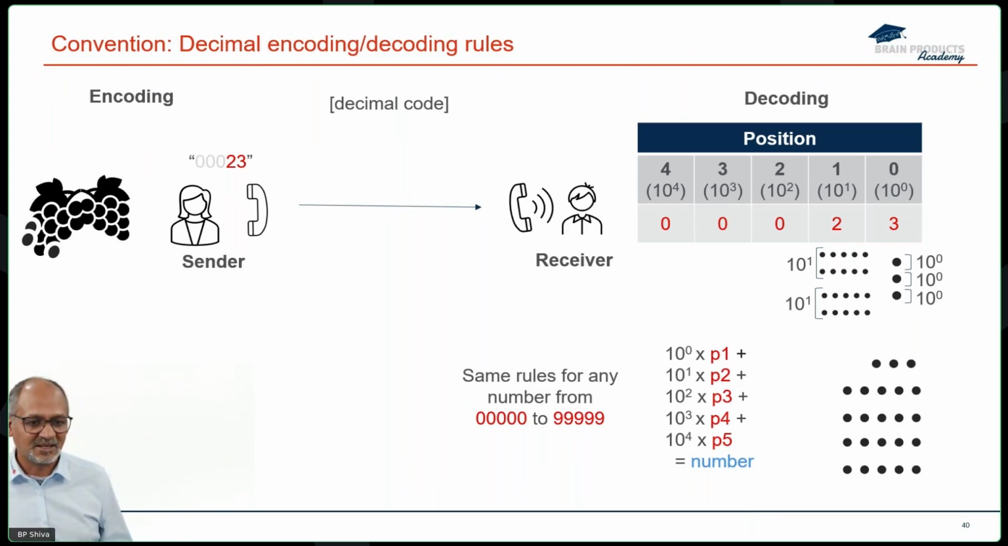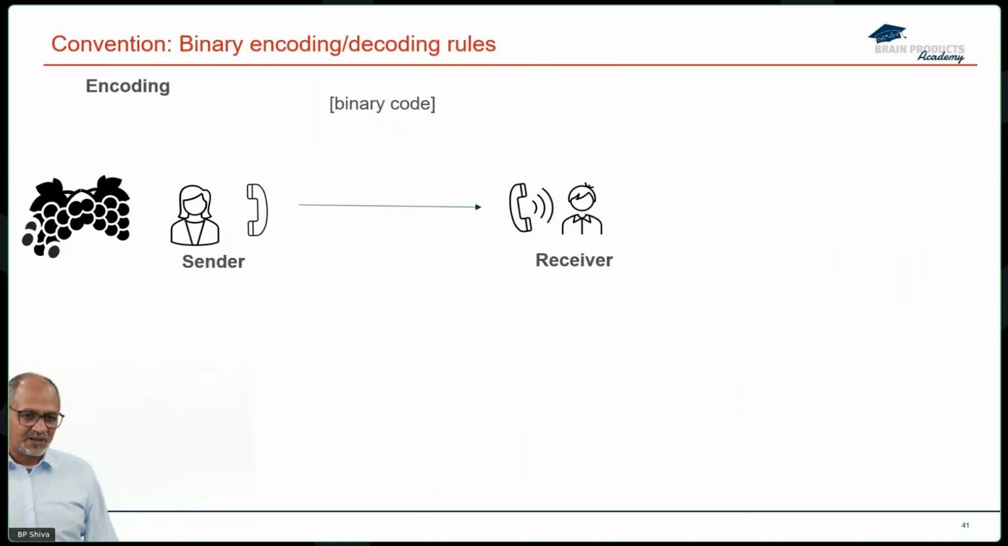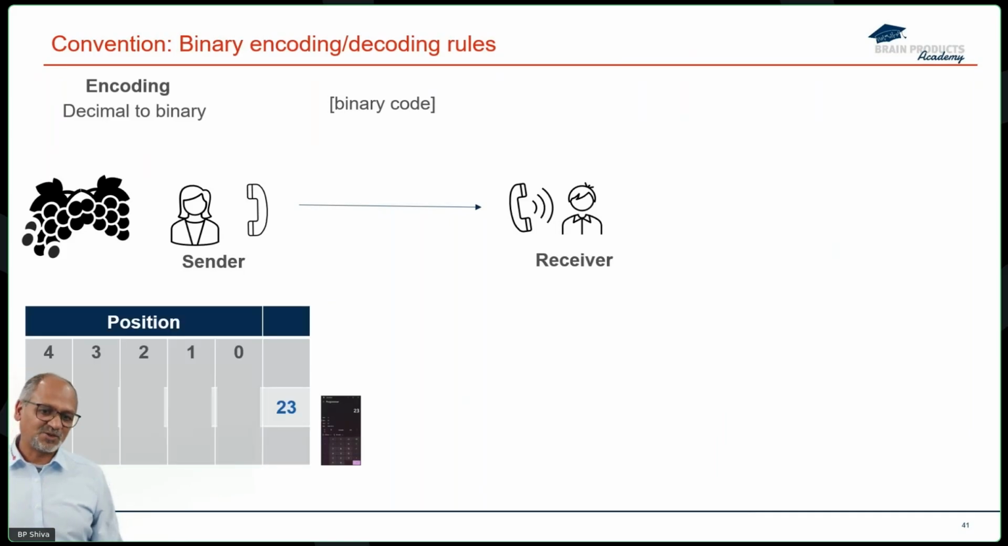And as long as both sides, the sender and receiver, respect and follow this convention, it can allow communication to be very successful. And the same idea applies when we use binary encoding. Suppose the sender wants to send this information, and there are 23, but this time it has to be done in binary. There is, again, a routine calculation.